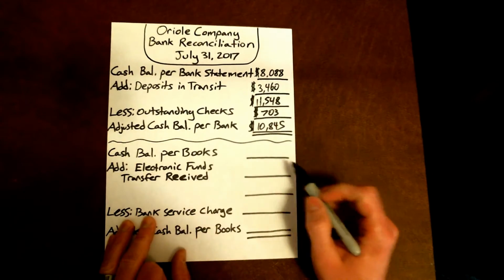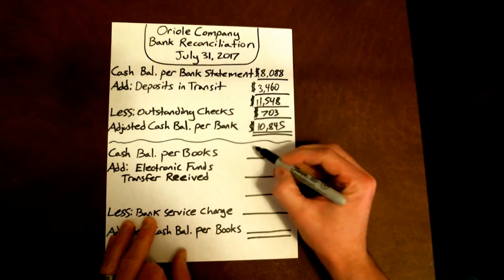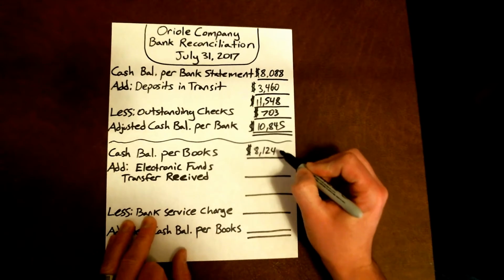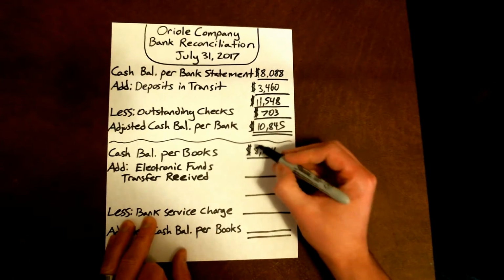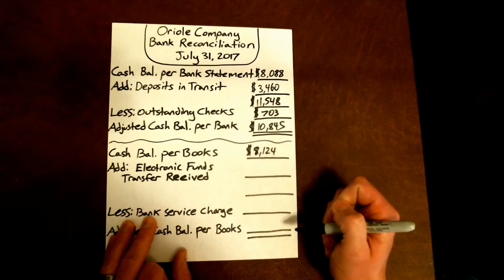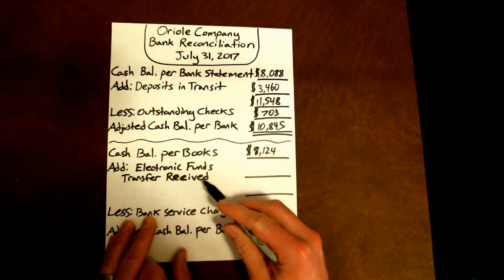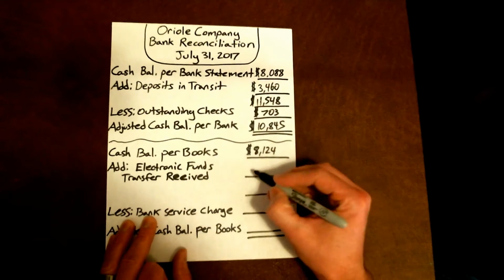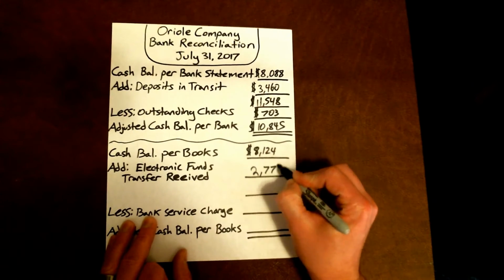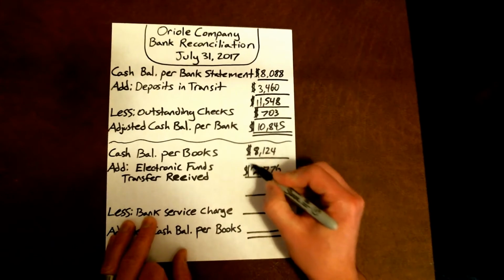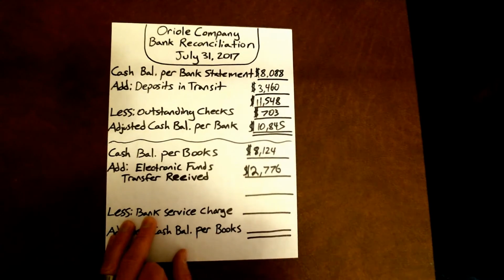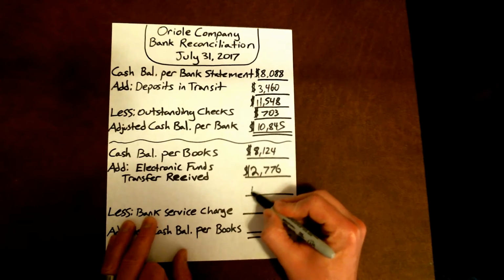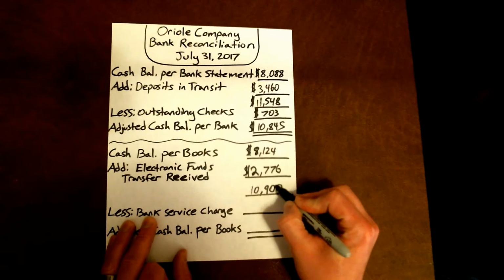After this, we move to the books. We are given our book cash balance in item number 3, which is $8,124. We will record that here. Next, we will again list items that increase balances before ones that decrease them. In this case, item number 5 shows that the bank received an electronic funds transfer of $2,776, but that Oriole Company has yet to record that on the books. Let's reconcile this difference now by adding $2,776, which will give us a subtotal of $10,900.